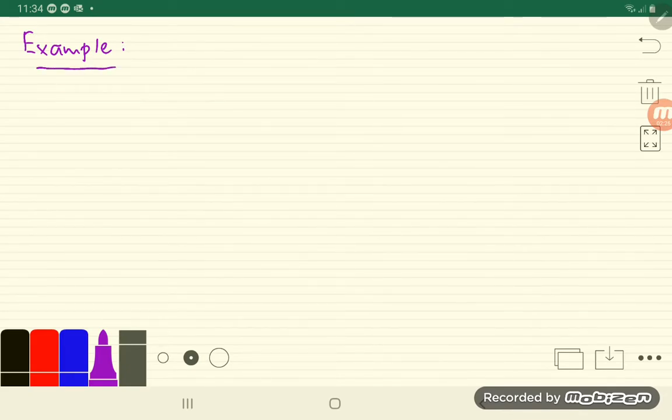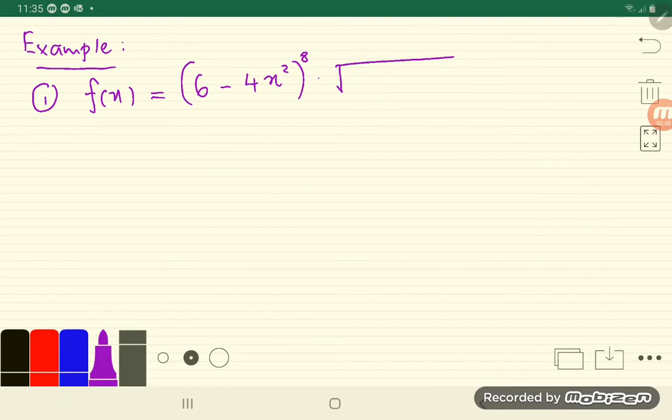Where you have the value of your f(x) now equals to (6 minus 4x to the power of 2) to the power of 8, and then you are going to multiply it with the square root of 6x to the power of 2 plus 8x, then you are going to minus it with 12.